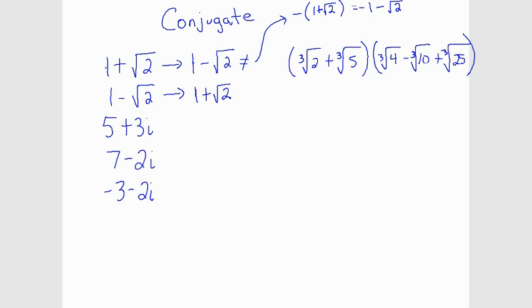What would this look like for complex numbers? The idea is the same. For 5 plus 3i, the conjugate is 5 minus 3i. For 7 minus 2i, the conjugate is 7 plus 2i. And for negative 3 minus 2i, again, we only change the middle, so this would be negative 3 plus 2i.